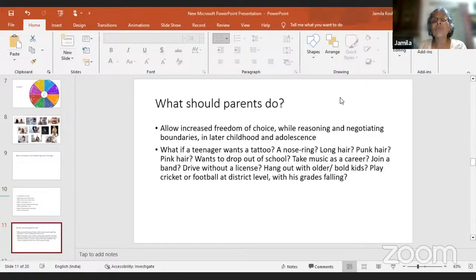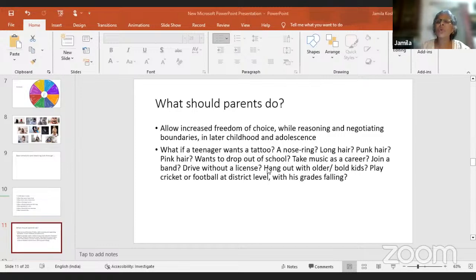Okay, so now again, I've got some examples here, and I want you to say that out of these things that I've written out here, which do you think is something which a parent should negotiate a lot about? Which things can be passed over? Don't mention those, but which are the things over which you would want to reason and negotiate and set boundaries for your child? This is a teenager. A tattoo, a nose ring, long hair, punk hair, pink hair, okay?